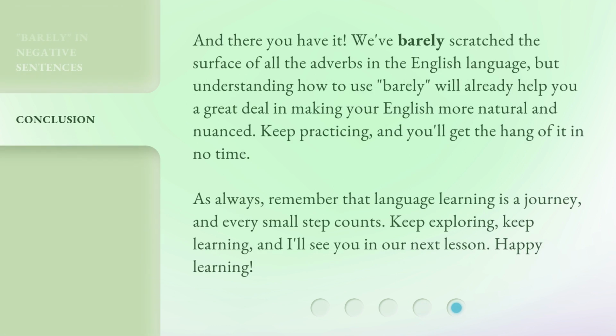And there you have it. We've barely scratched the surface of all the adverbs in the English language, but understanding how to use barely will already help you a great deal in making your English more natural and nuanced. Keep practicing, and you'll get the hang of it in no time.